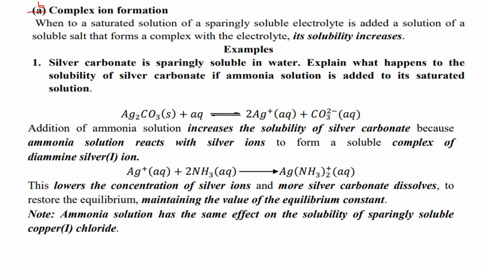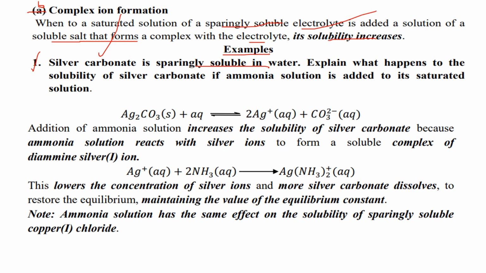So here we are going to be saying, when a saturated solution of a sparingly soluble electrolyte is added to a solution of a soluble salt that forms a complex with the electrolyte, its solubility simply increases. And we are going to look at examples. So example number 1, silver carbonate is sparingly soluble in water. That means that it's going to be our sparingly soluble salt.